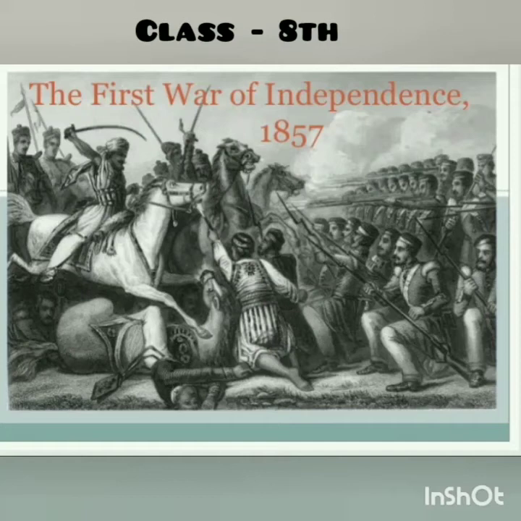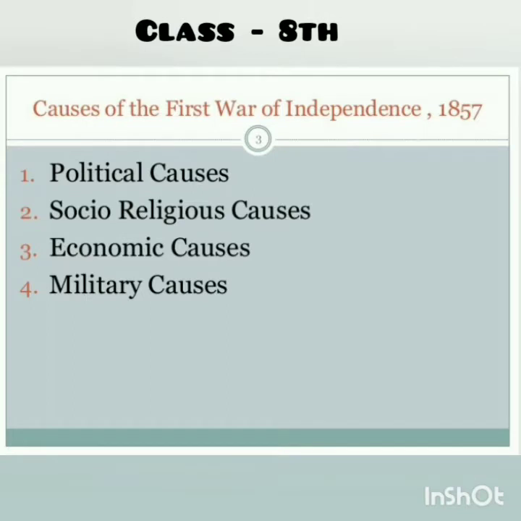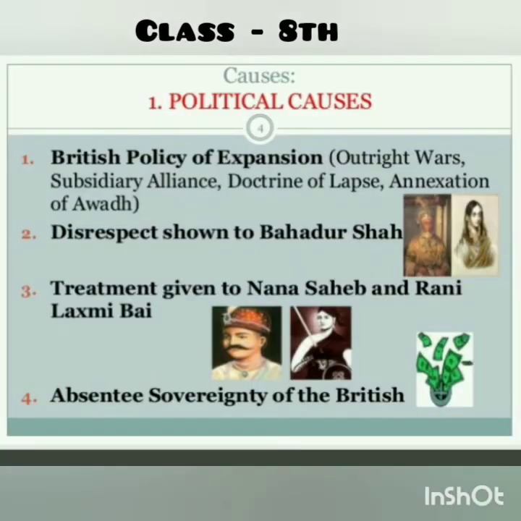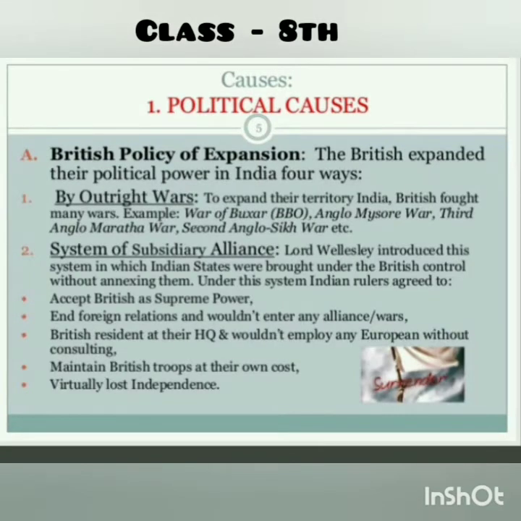Hello, children. Here we are going to start the next chapter, the First War of Independence, 1857. Here we have the list of causes for the First War of Independence: political causes, socio-religious causes, economic causes, and military causes. Important political causes are British policy of expansion, disrespect shown to Bahadur Shah, treatment given to Nana Sahib and Rani Lakshmi Bai, absentee sovereignty of the British.